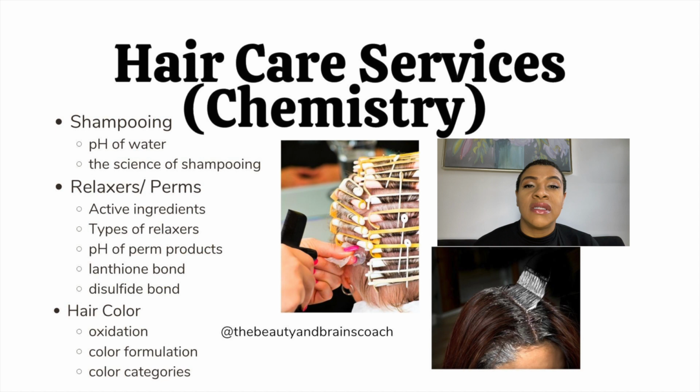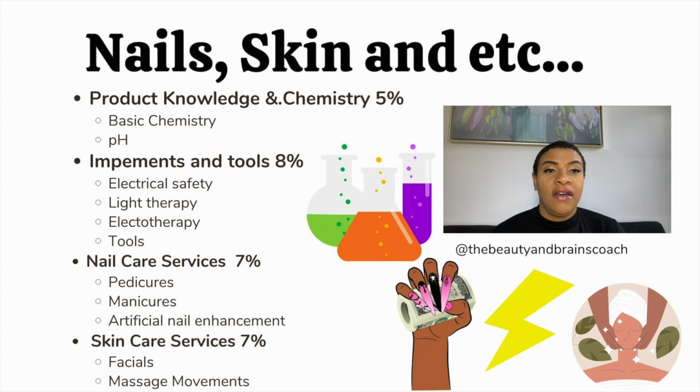And this last quarter, I'm kind of grouping together. There's actually a bunch of little individual groups. For example, they have chemistry, electricity, products and tools as about 5%. So how do we use electricity behind the chair? How do we use electricity in skincare? How do we use basic chemistry in skincare? How do we use basic chemistry in hair care?